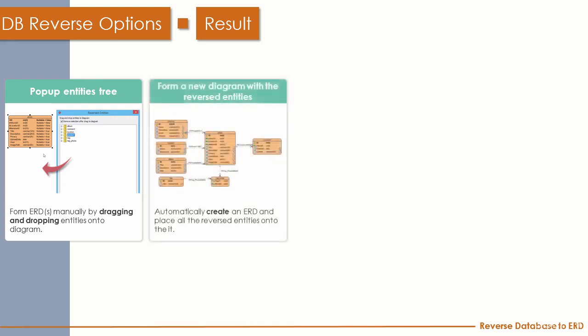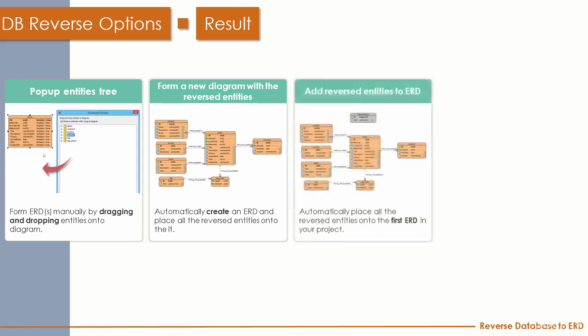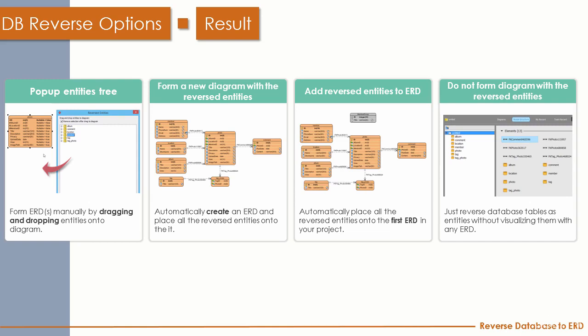The second option is to create a brand new entity relationship diagram and place all the entities you reversed into it. The third option is to reverse the entities into an existing ERD. You need to use it with care, as that may mess up your existing design. But if you're sure that your reverse is just adding some new tables into the entity relationship diagram, that's fine. You just do it this way.